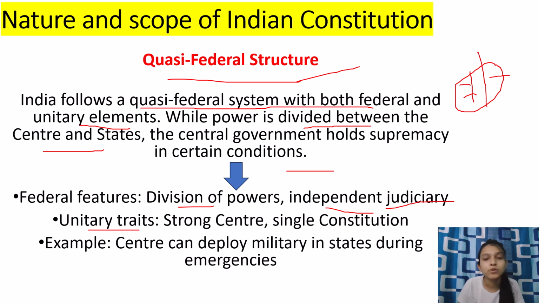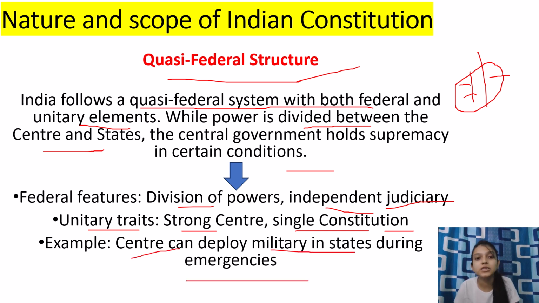Then unitary features. What are the unitary elements that we have in the Indian Constitution? That is a strong center and a single constitution. During emergency, the center can rule over that particular state, and there are also some other exercises that empower the center, making it more superior in comparison to the states. Then we have the single constitution. Both the center and states will follow one particular constitution only. So this is a unitary feature that we have under our Indian Constitution.